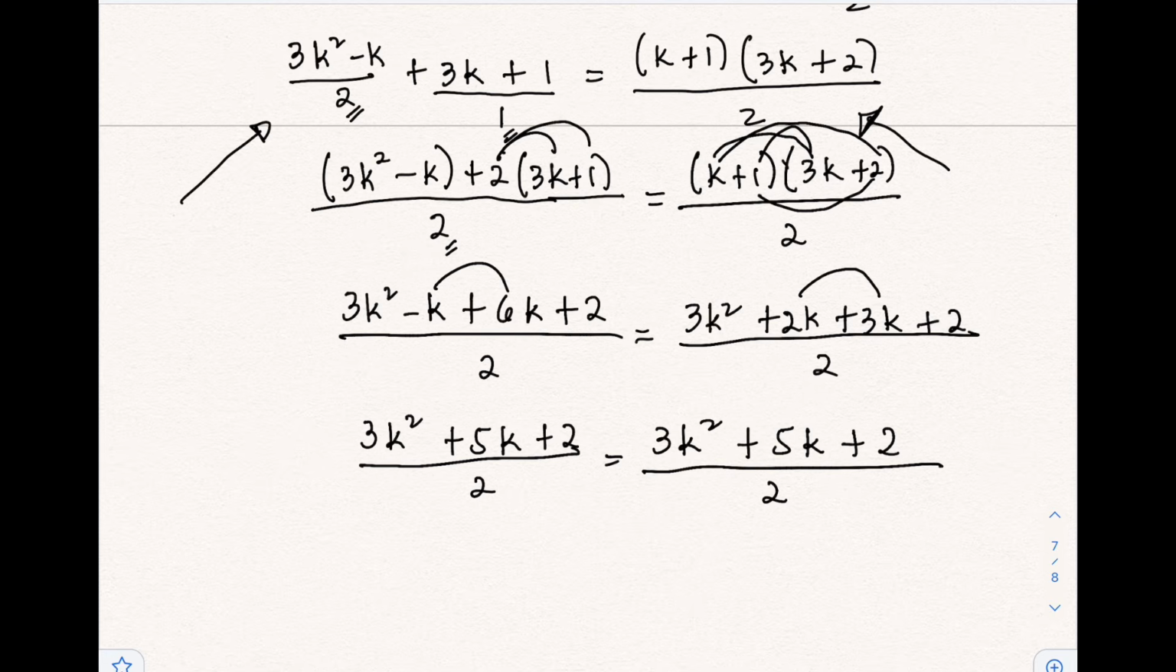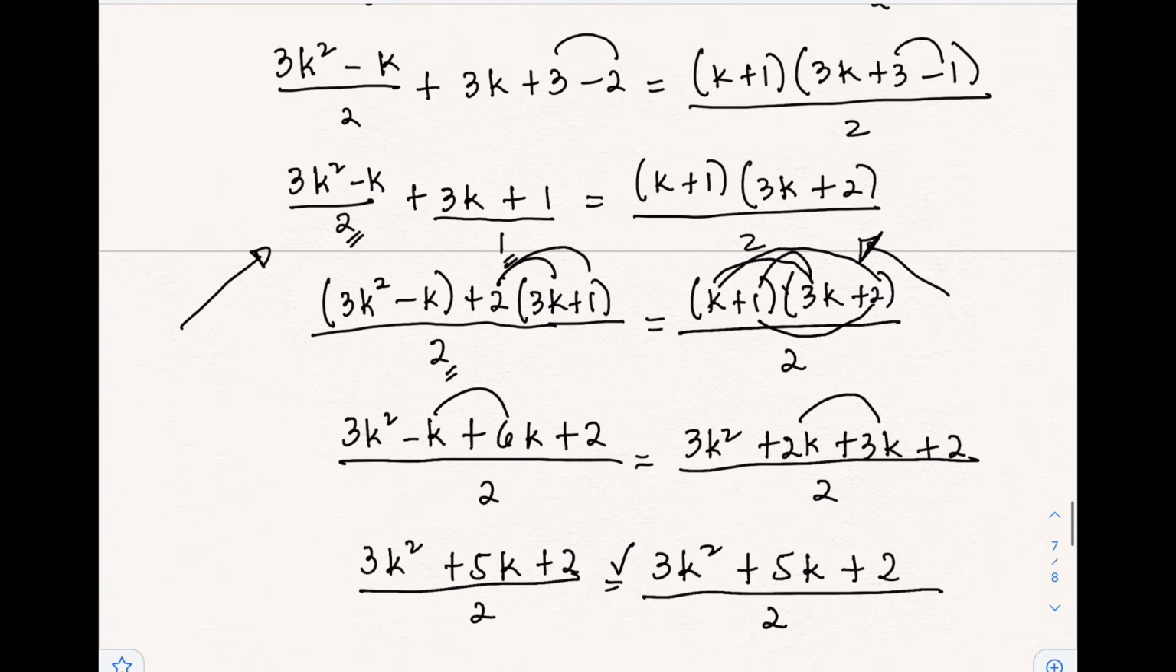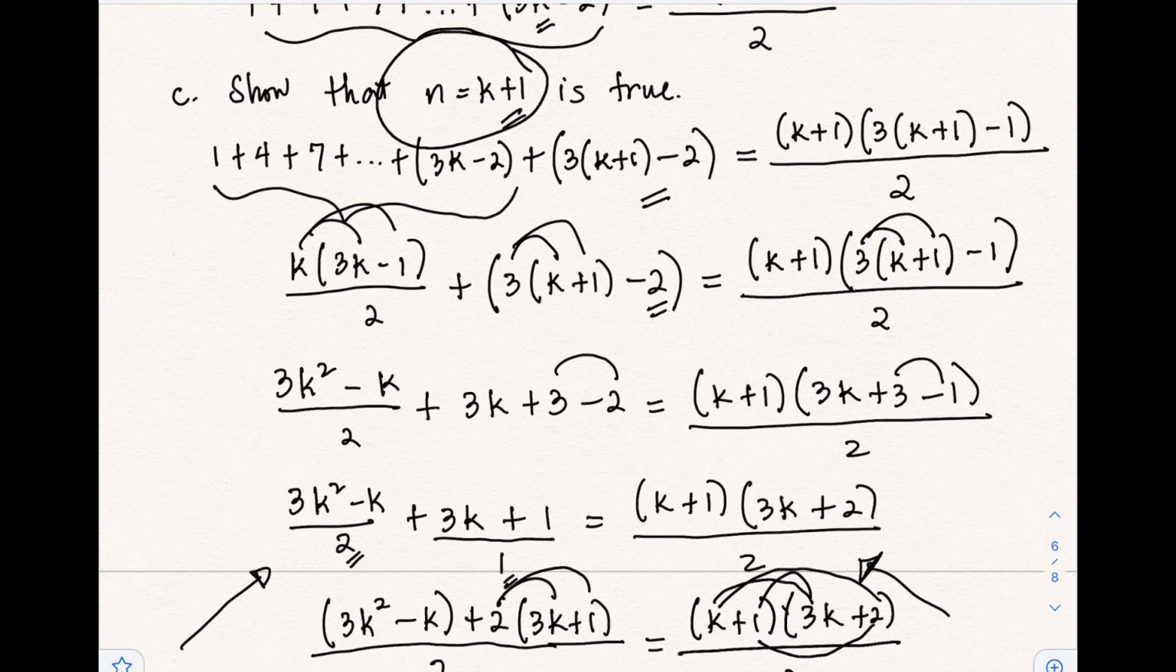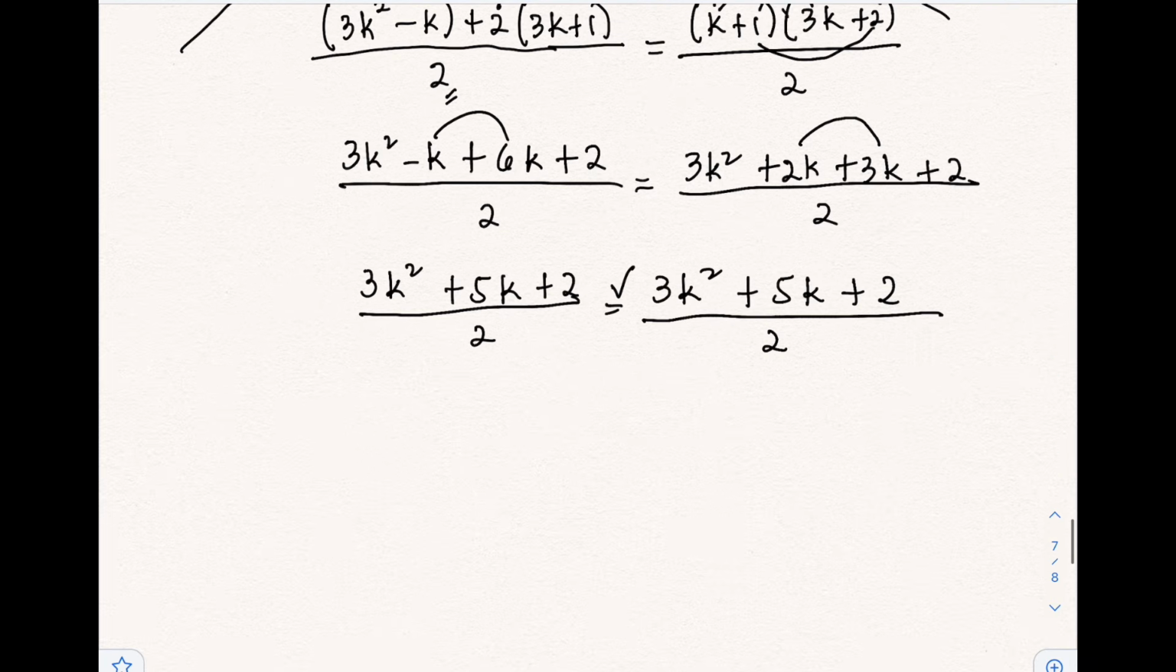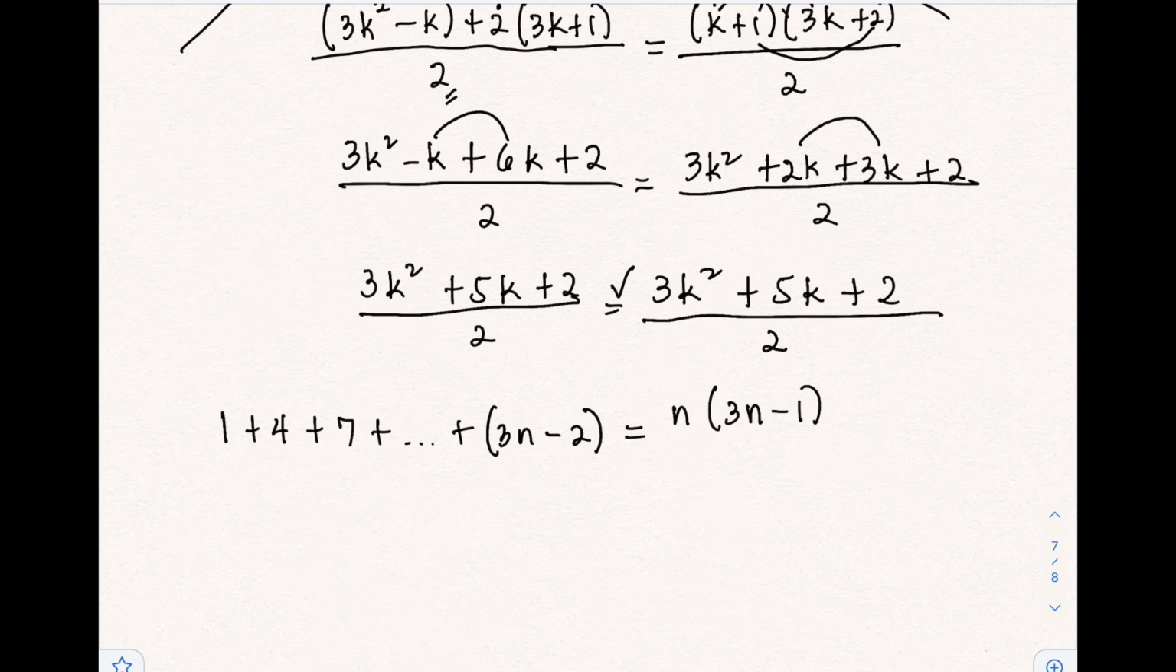So, as you can see guys, na yung ating equation is equals. So, ibig sabihin, the statement is true when n is equals to k plus 1. Tama? So, therefore, yung ating statement na 1 plus 4 plus 7 up to 3n minus 2 is equal kay n times 3n minus 1 all over 2 for all positive integer n. Nakuha?